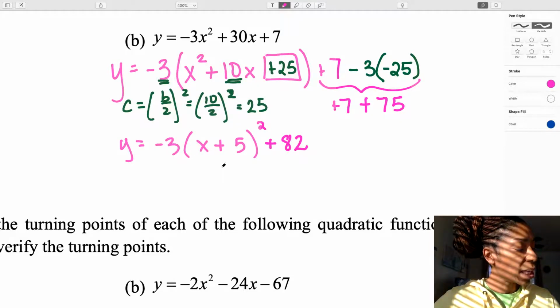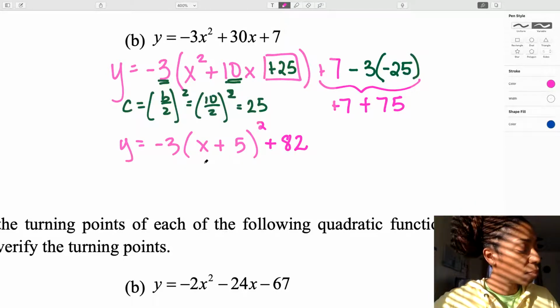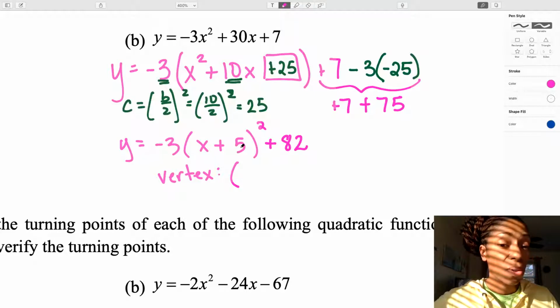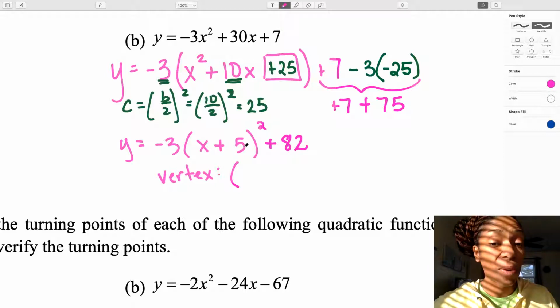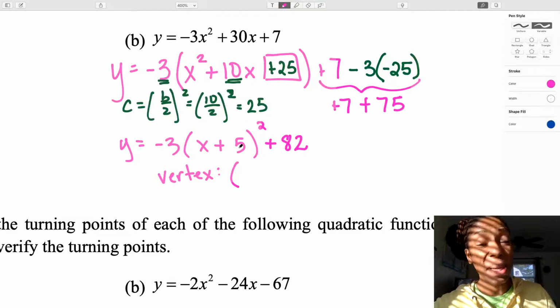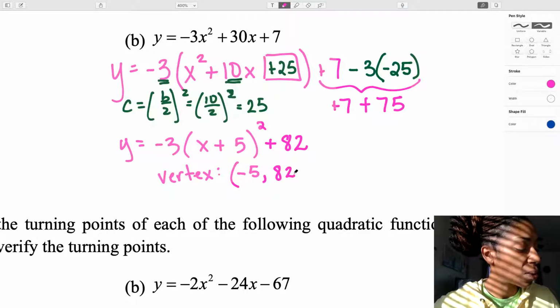And now I can see what my vertex is. The parabola has been shifted 5 units to the left, right? Even though it said plus 5, you would think it's to the right, but it's not. It's always the opposite when it's inside the parentheses. So it's negative 5, and it's been shifted up 82 units, so my y is 82.